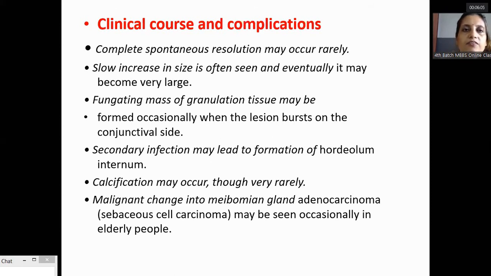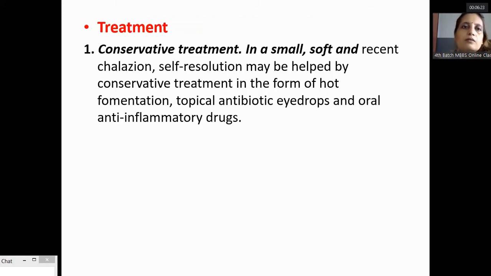So these are the different clinical courses of the chalazion. It can go into resolution, it can increase in size gradually, it can burst into a fungating mass to the skin side, or calcification occurs, or sometimes in elderly people it can change into malignancy. So conservative treatment is for a small, soft and recent chalazion. It is self-resolving and helped by conservative management.